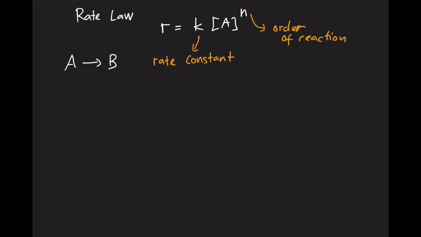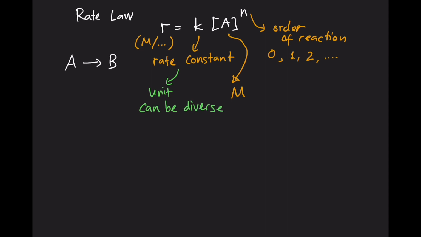A reaction can be 0th order, 1st order, 2nd order, and so on and so forth. The unit of R is always molarity or ATM over unit of time, while the unit of concentration, of course, is always molar. So depending on the number of the order, could be any numbers, we can then determine the unit of the rate constant. So the unit of rate constant can be diverse, and this will highly depend on the order of the reaction.